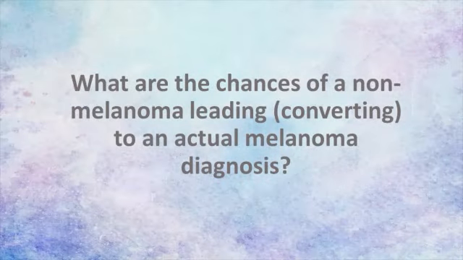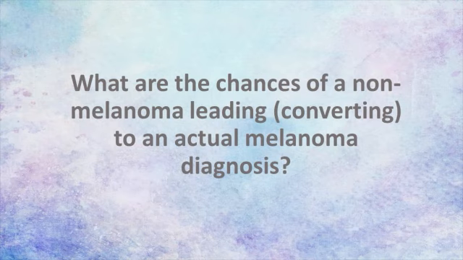What are the chances then of a non-melanoma leading to an actual melanoma diagnosis? So, in order to understand the types of skin cancers, it's important to know that there are different cell layers within the skin. There are the squamous cell layers, the basal cell layers, and the melanocytes. Melanocytes are the cells in the skin that give us our skin color. It's the pigment that causes our skin to be either light or dark.